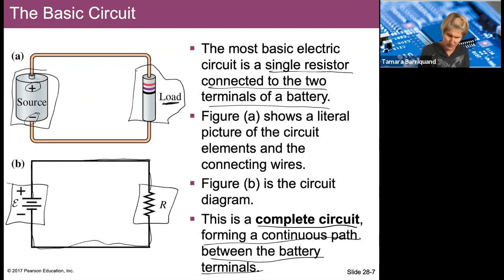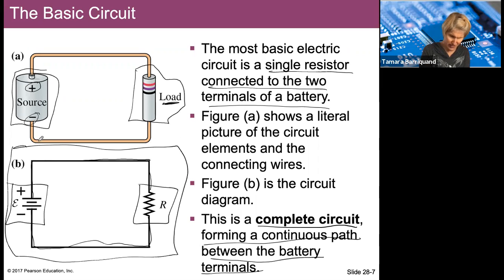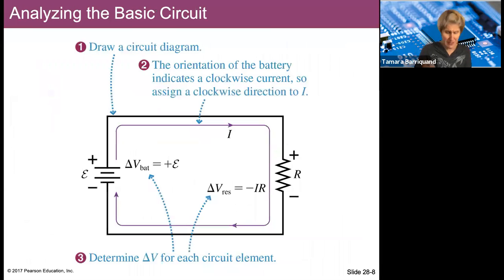So let's look more specifically at this circuit diagram that we've just drawn right here and see if we can analyze it a little bit better. The first step that we just did was we drew the circuit diagram. And now, based on the orientation of the battery, we see we have a positive terminal on this side, our negative terminal on the bottom here.